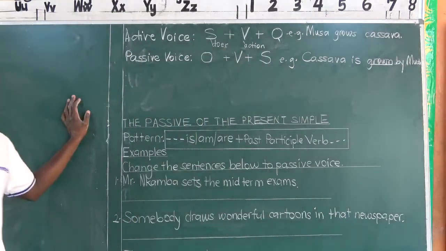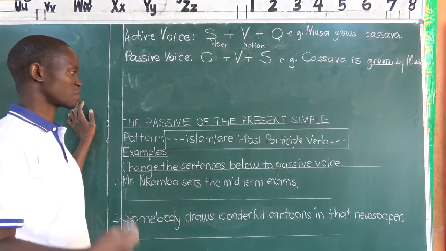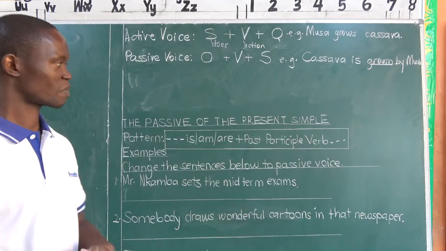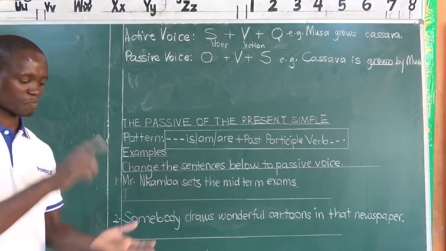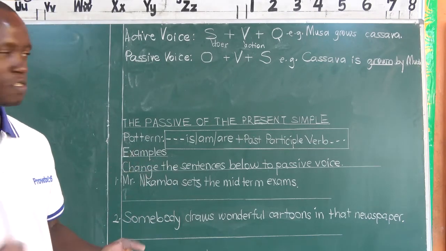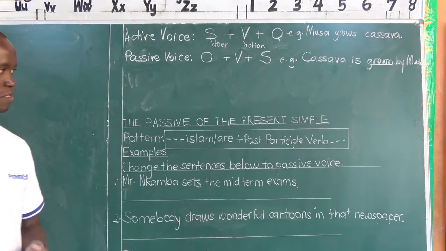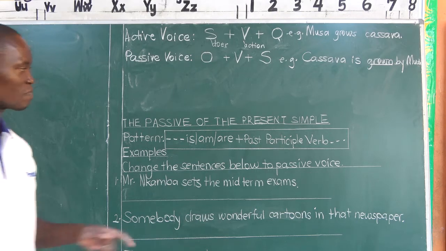Past participle verbs. The verbs some people call the part 3 verbs. Past participle, what are they called? Part 3. We have part 1, which is the infinitive, part 2, and that is the past tense, then part 3, which is the past participle verb.